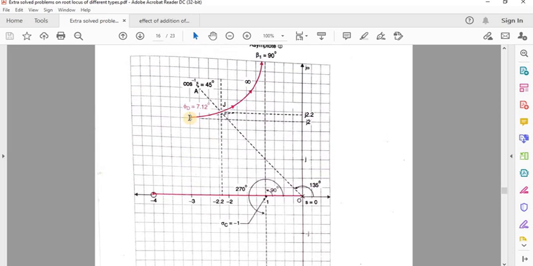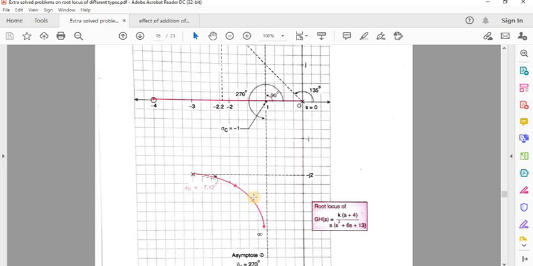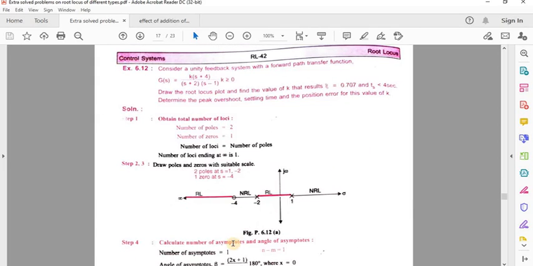Okay, so on this pole the departure angle is plus 7.12. Draw the root locus freehand up to infinity, because there is no intersection with the real, j omega axis. Also here, same, up to infinity. Okay, this was a simple problem, which consists of simple zeros and simple poles.